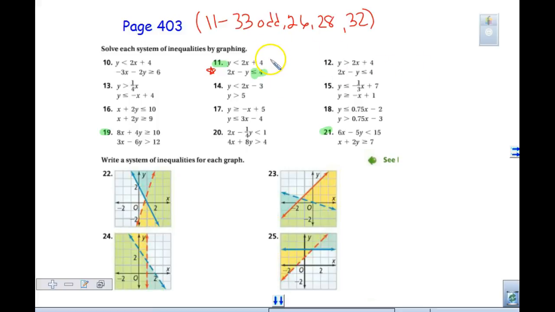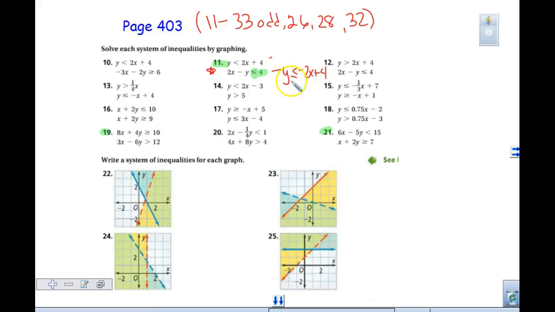So when you go to do number 11, why do you think I highlighted 11, 19, and 21? Just as you look at those questions, why do you think I highlighted them? What's going to be where people will run into some silly mistakes? We do have to change them. Like the first one, everyone knew the problem. But when people do this second one, they will subtract 2x, and then get negative y is less than or equal to negative 2x plus 4.